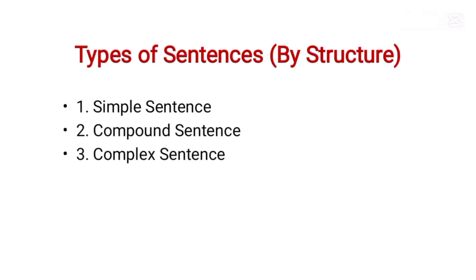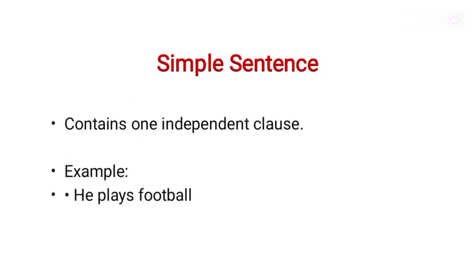Now let us discuss sentence types according to structure. The first one is simple sentences, the second one is compound sentences, and the third one is complex sentences. Now we know about simple sentences. A simple sentence contains only one independent clause. It contains one subject and one verb. For example, he plays cricket, or he plays football.